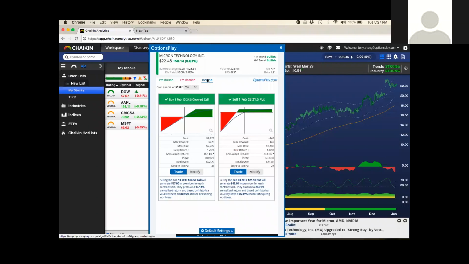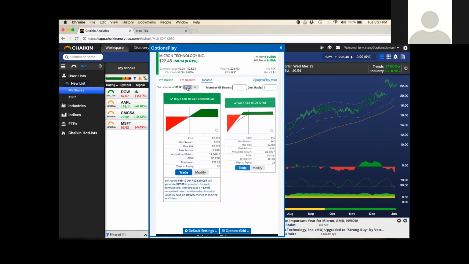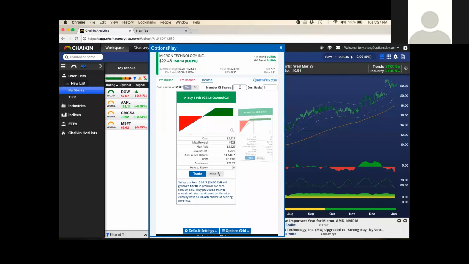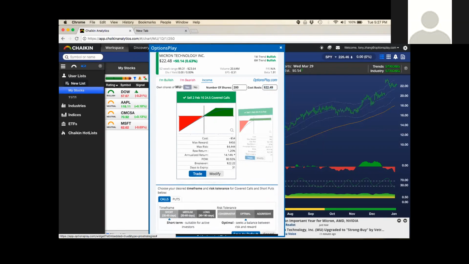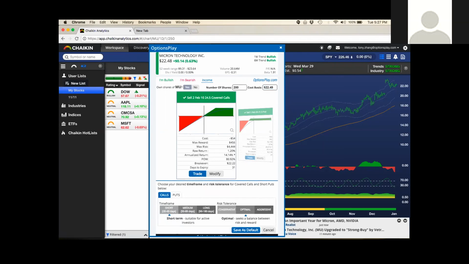Now, more importantly, if the hedge costs you about $98, you can also take a look at the income tab. Because what you can also do at the same time while you buy that put spread is sell an out-of-the-money call and see if you can bring in some income to help finance buying that put spread. So what you can do here is type in how many shares of Micron you own. Let's say you own 200 shares of Micron. It will automatically go out and find a covered call based on your personal settings, which you can set at the bottom, both time frame and risk tolerance.